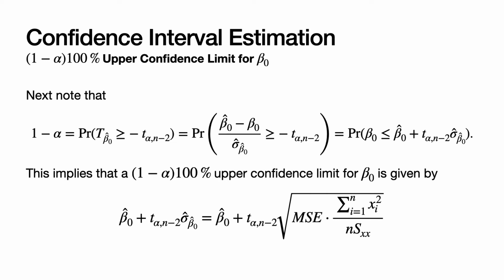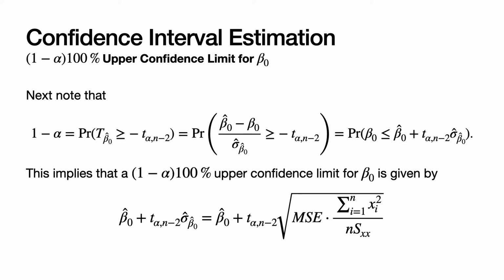Next, note that the probability that the studentized version of beta 0 hat being greater than or equal to negative t sub alpha comma n minus 2, that probability is 1 minus alpha. Again, replacing the studentized version with what it's equal to and doing some algebra inside the parentheses gives us the probability statement on the right-hand side, which says that the probability that beta 0 is less than or equal to the random variable beta 0 hat plus the product of the interval coefficient times the estimated standard error of beta 0 hat, that probability is 1 minus alpha.